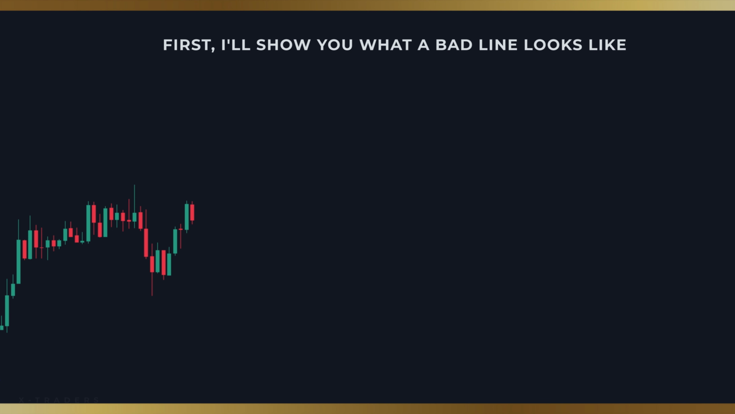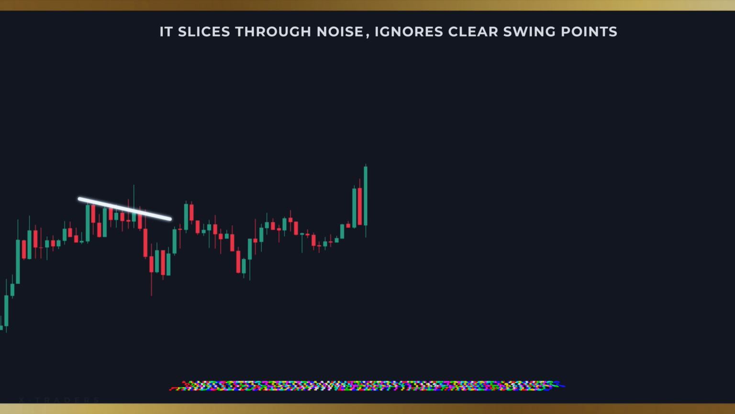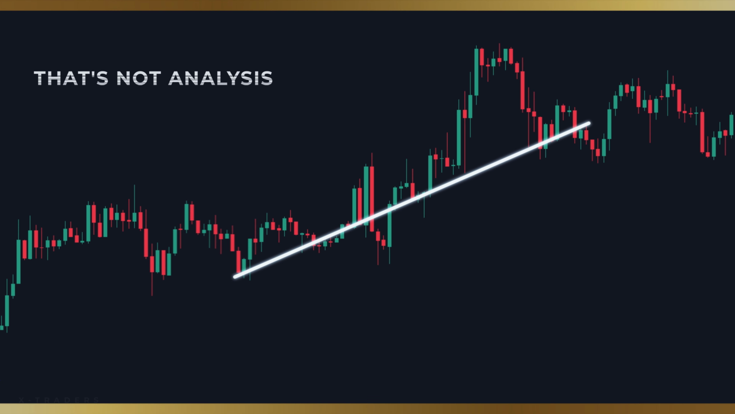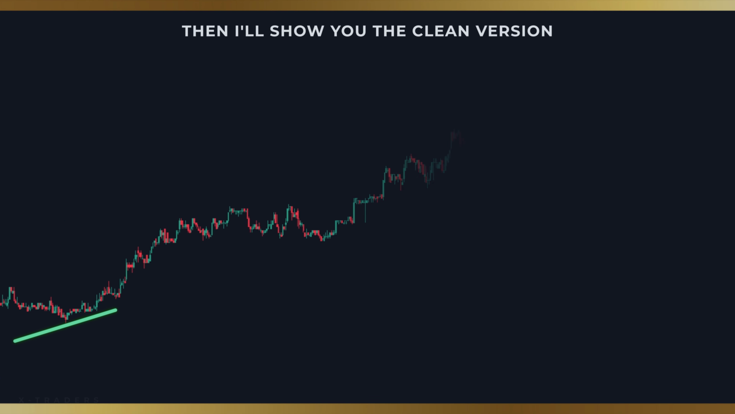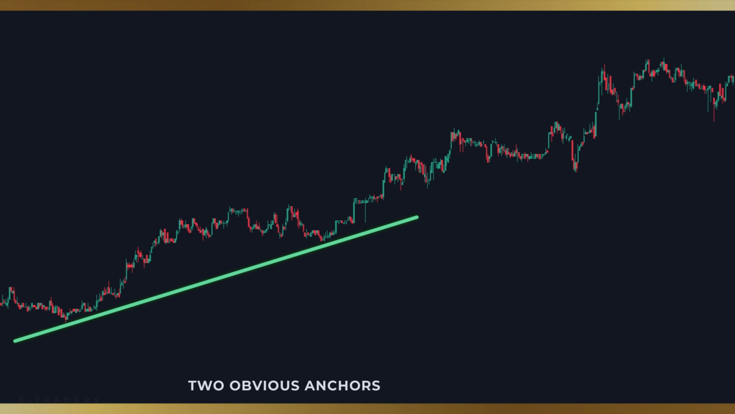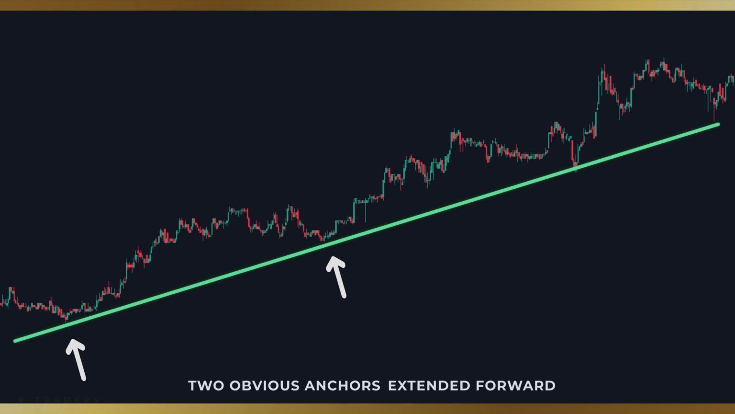First, I'll show you what a bad line looks like. It slices through noise, ignores clear swing points, and gets redrawn every time price moves. That's not analysis, that's hoping. Then I'll show you the clean version. Two obvious anchors, extended forward, waiting for the market to confirm.